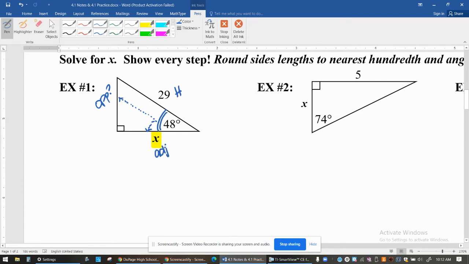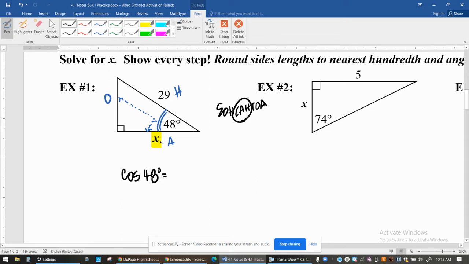So we don't have an opposite, so we don't have an O. We do have the hypotenuse, and then here we're dealing with the adjacent, okay? So using the hypotenuse and the x, which is the adjacent side, H and A, if you think of SOHCAHTOA, that means you're using cosine. So I'm going to set up my equation. Cosine of theta, which is 48 degrees, equals adjacent over hypotenuse.